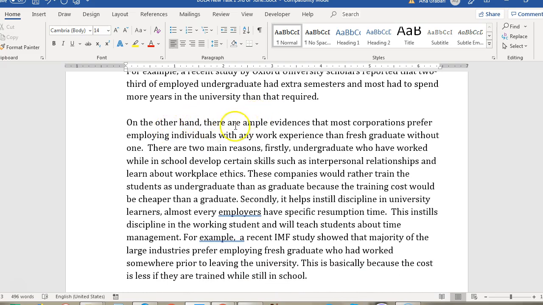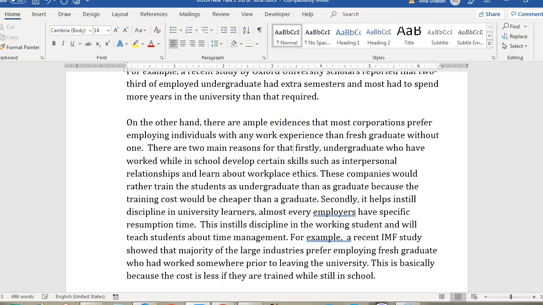On the other hand, there is ample evidence. Evidence cannot be put in the plural, no, that most corporations prefer employing individuals with some work experience rather than fresh graduates without one or without any. There are two main reasons, I would say, for what? For that. Let's stop here, period.